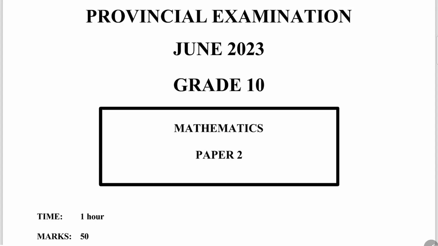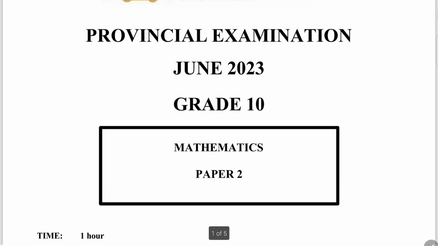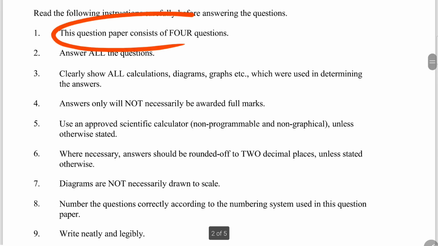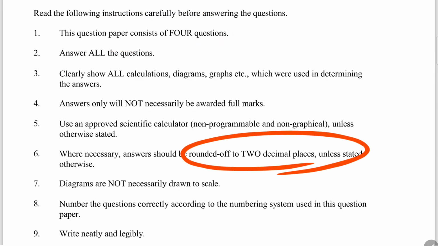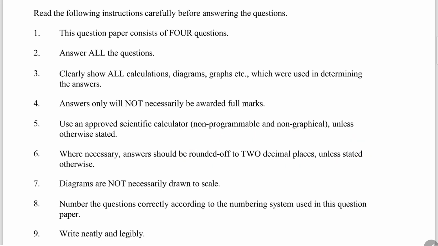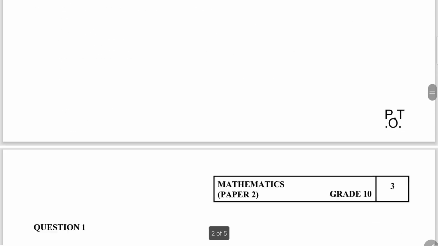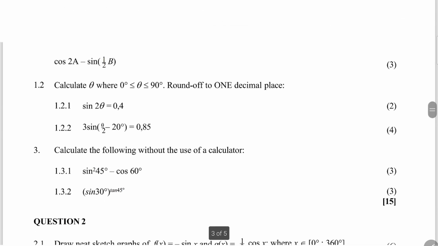In this video, we will be working on the Mathematics Paper 2 for June 2023, specifically from the Gauteng province. The time allocated to this paper is 1 hour and it is worth 50 marks. Moving on to the instructions, there are a total of 4 questions in this exam paper. Make sure to round off your answers to 2 decimal places unless stated otherwise. And lastly, note that the diagrams are not necessarily drawn to scale. So with that being said, let's move on to question 1.